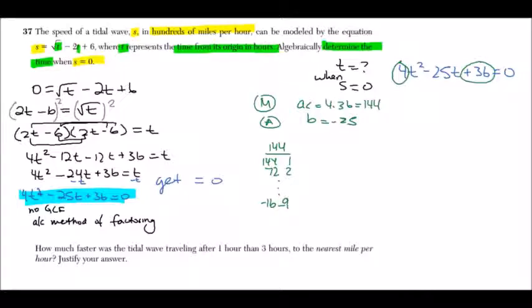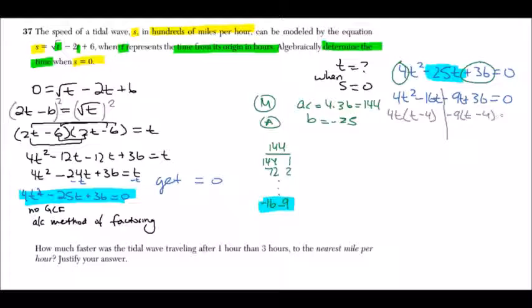Now what we do is we take these two numbers and we separate the B term, the negative 25t, into a sum of those two numbers. So we have 4t squared minus 16t minus 9t plus 36 is equal to 0. And then we do factoring by grouping. So draw the vertical line here, bearing in mind that that's still a negative on the right side, and do GCF for each of the sides. The left side, we could take out a 4t and be left with t minus 4. And the right side, we could take out a negative 9 and be left with t minus 4.